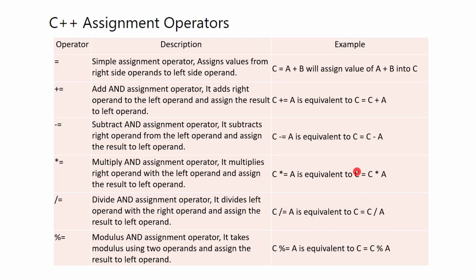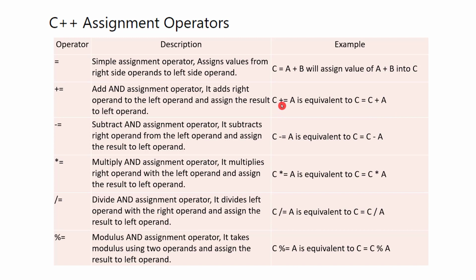Then we have the assignment operators. Assignment is basically to assign values to a variable. Like the operator equal to: c is equal to a plus b. That means the a plus b value will be given to the c variable. Then c plus equal to a means it is equivalent to c is equal to c plus a.